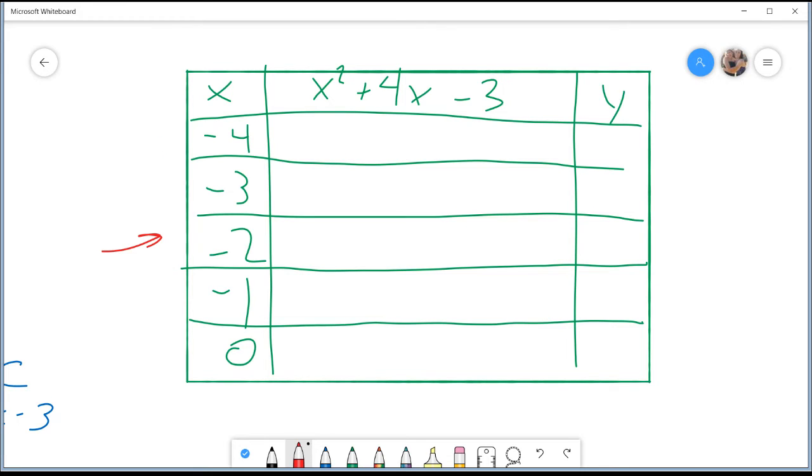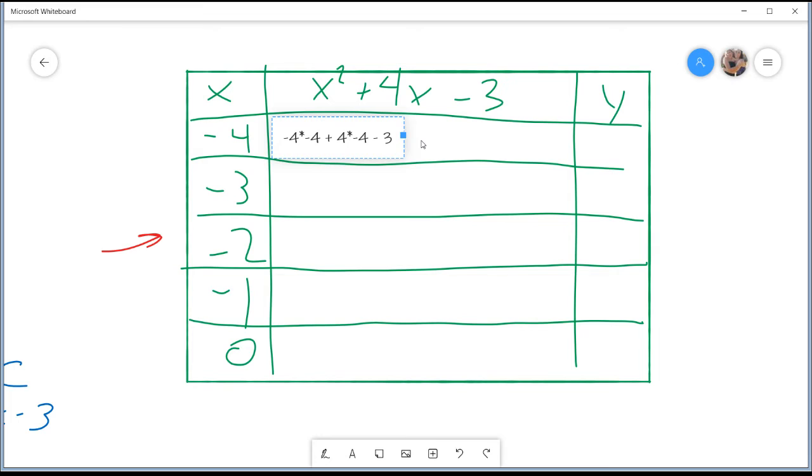From there, you're going to want to actually do the problem that's here, and because my handwriting is not good, I'm just going to type it in the box. So we have negative 4 times negative 4 plus 4 times negative 4 minus 3.